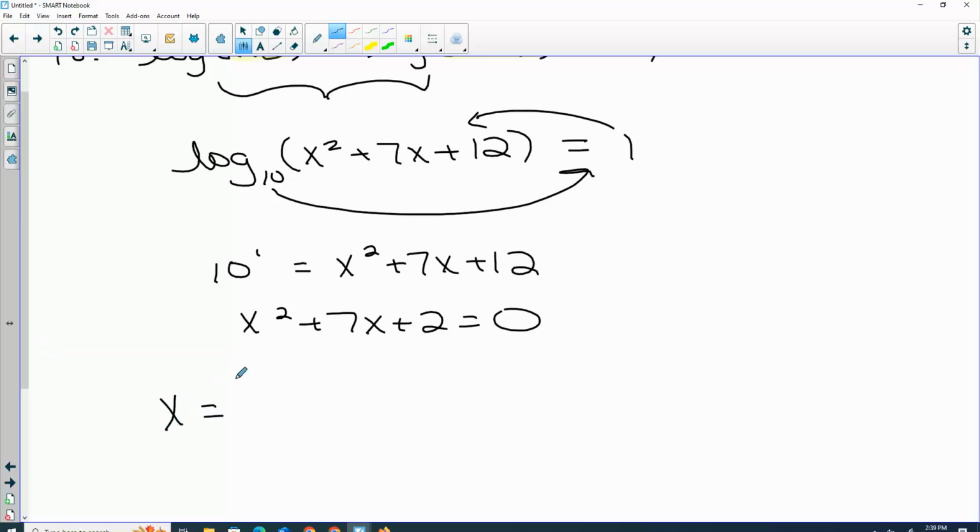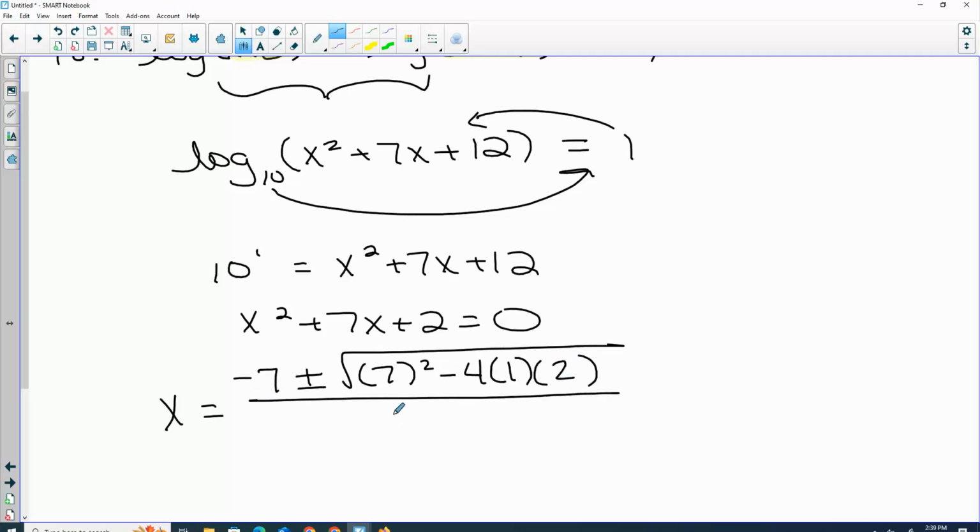All right, you should know this. Opposite of b, plus or minus square root of b squared minus 4ac. Okay. So, -7 plus or minus the square root, 49 minus 8 is 41, over 2.